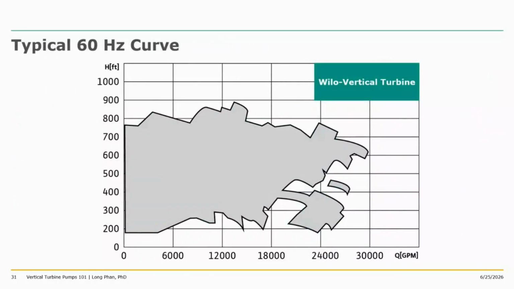In a typical 60 Hertz curve for this kind of pump, you see the envelope covering the flow on the x-axis and the head on the y-axis. Typically the envelope is a very wide range, so it shows us that these pumps are very suitable for a lot of design conditions. A typical Wilo vertical turbine pump is presented here.